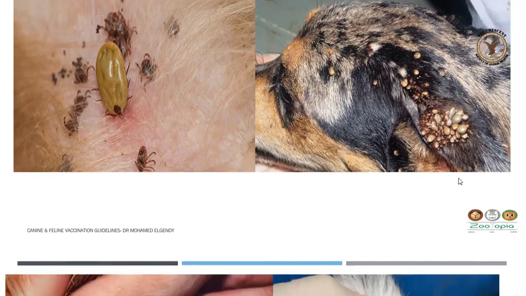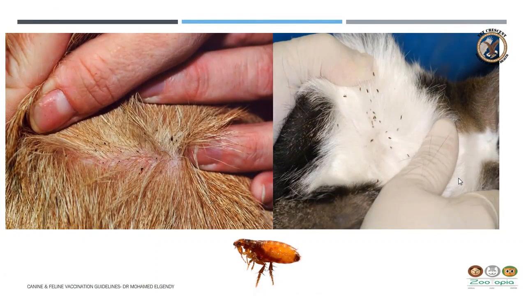And look at this parasite. This is a flea. And by the way, I have a question for all of you. Who is the fastest animal in this world? Or who is the fastest creation in this world?